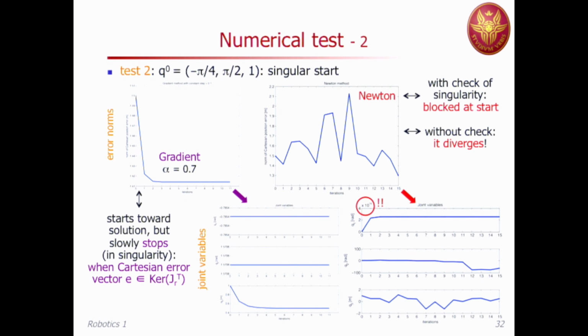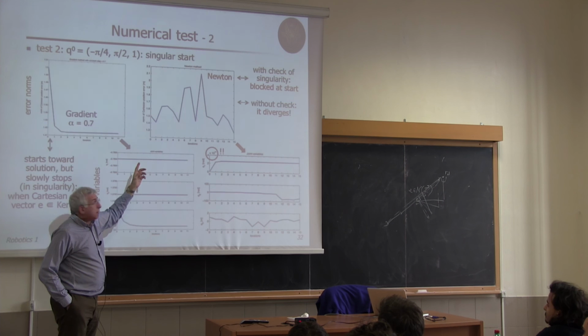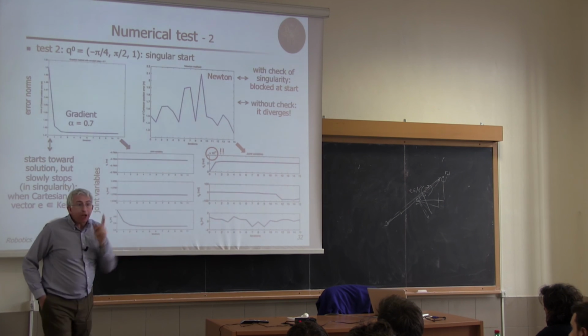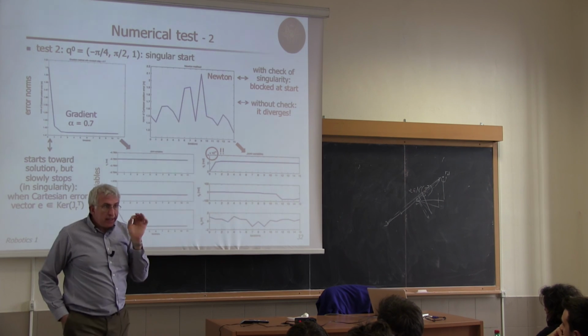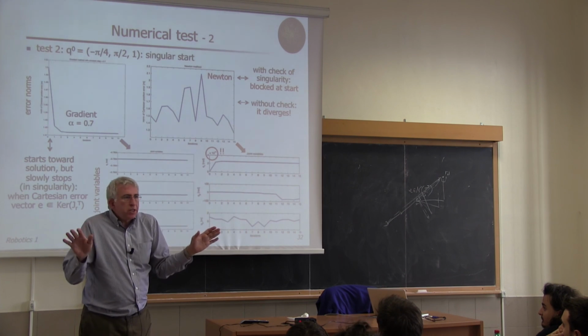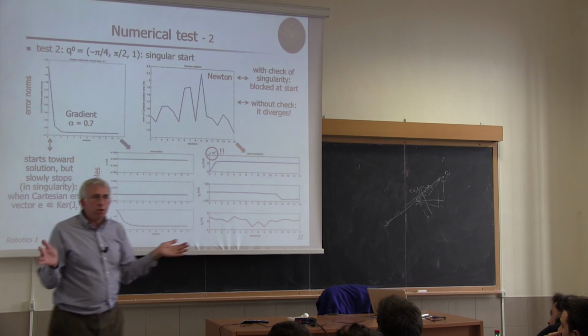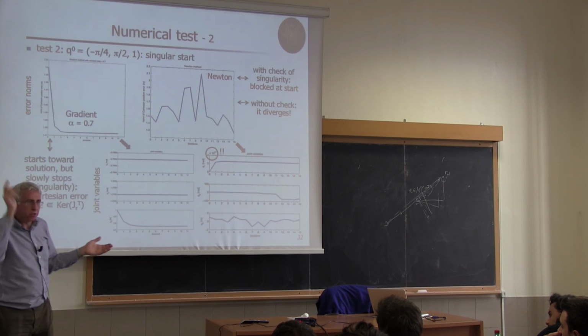Now look at this second test. Again, we are starting from a singularity condition. Since the 3×3 Jacobian is singular there, if I check for singularity before initiating the Newton method, I would say, don't go anywhere, you're singular, you cannot apply the Newton method. So it doesn't move at all. It's just a flag: I cannot use Newton.